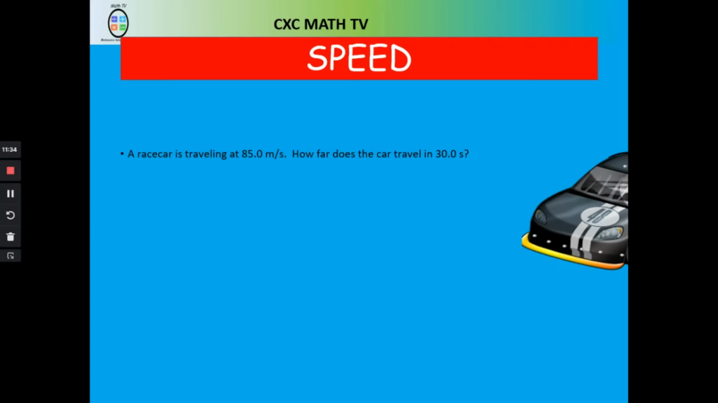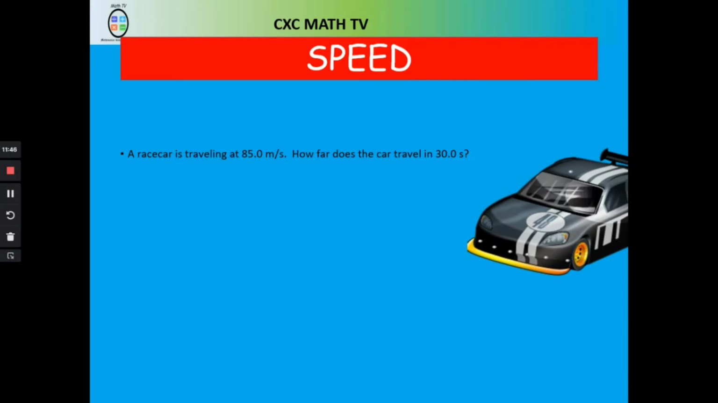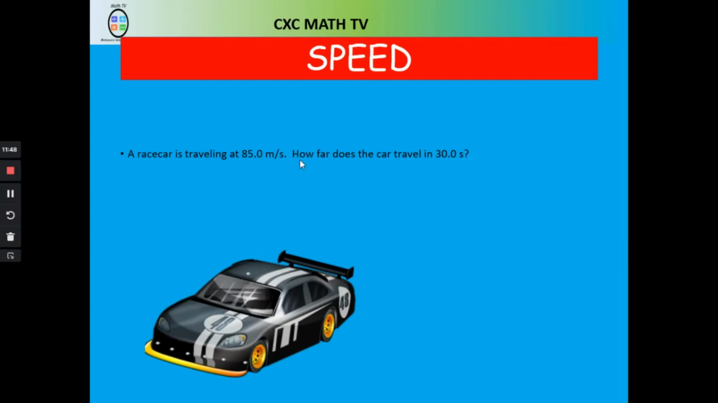This question now. It says a race car is traveling at 85 meters per second. How far does the race car travel in 30 seconds? You see the race car here? Zoom. And it's gone. See it here again? Zoom. How are we going to do that? We're going to set up the equation again. Speed is equal to the distance divided by time. So if the speed is 85 meters per second and the distance is what we don't know, and they want us to figure out how far it's going to travel in 30 seconds, all we have to do now is cross multiply. So 85 times 30 is the distance.